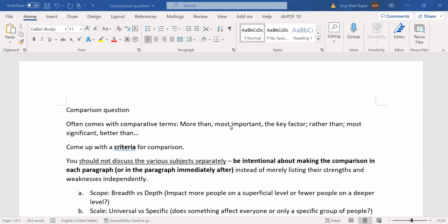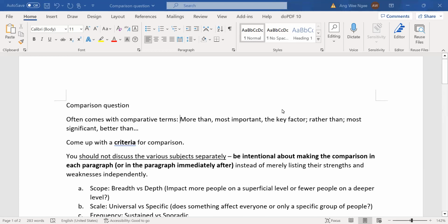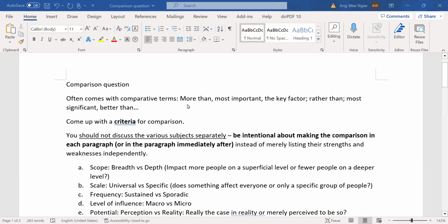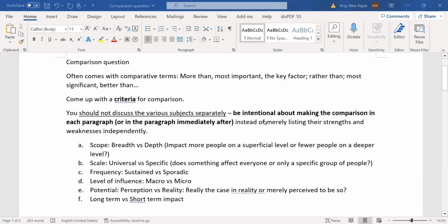so forth. Now, most important and the key factor are comparison questions because they are positing a subject as the most important out of many other subjects. Okay, likewise for key factor, because key is a synonym of most important. Okay, so the rest I think are quite straightforward, right? Now, how then do we come up with a comparison?